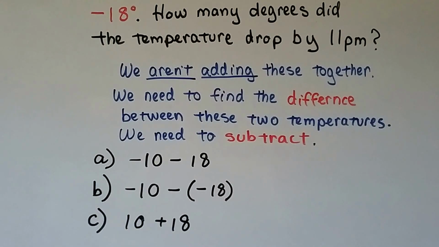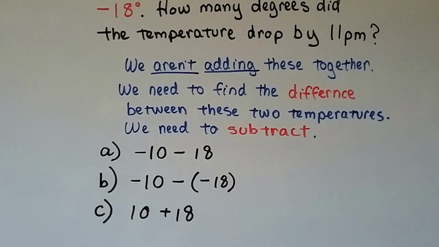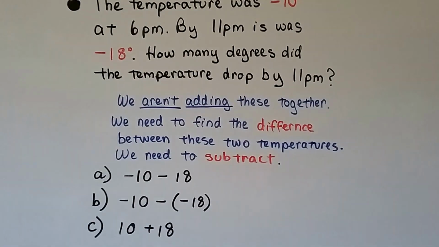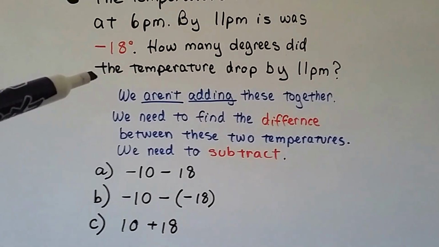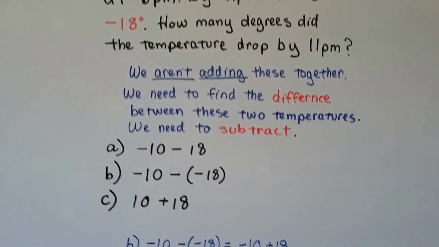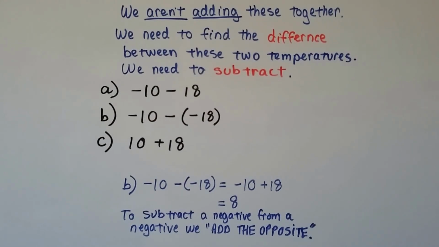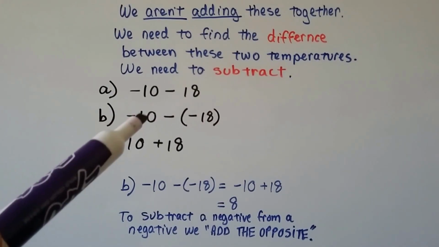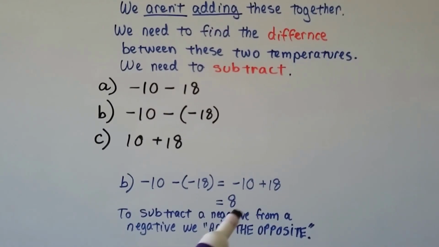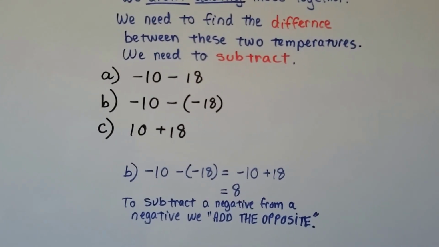Or 10 plus 18? Well, we need to subtract, so we know C is out. So it's either going to be this one or this one. Looking at the question, we need to know the difference between the two of these, so it would be B. To subtract a negative from a negative, we add the opposite. So negative 10 minus negative 18 is the same thing as negative 10 plus 18. That's going to give us an 8, because that plus 18 has the greater absolute value. See?